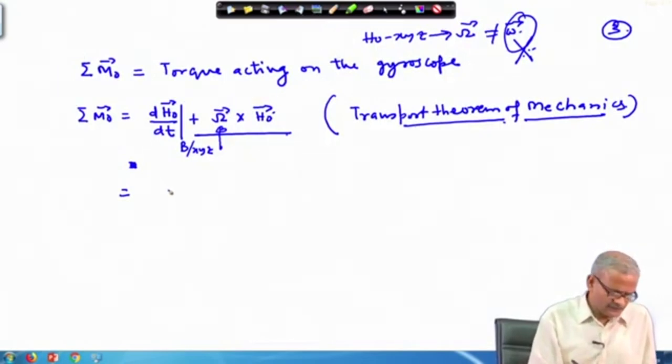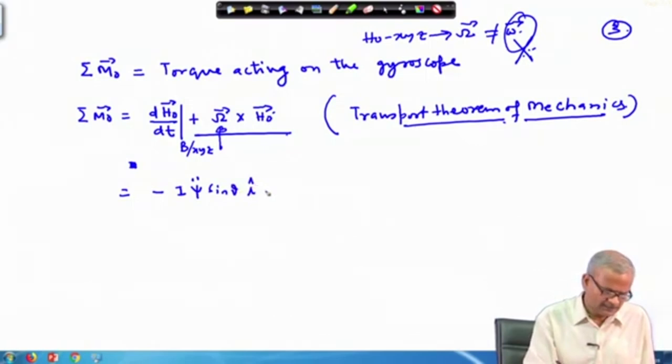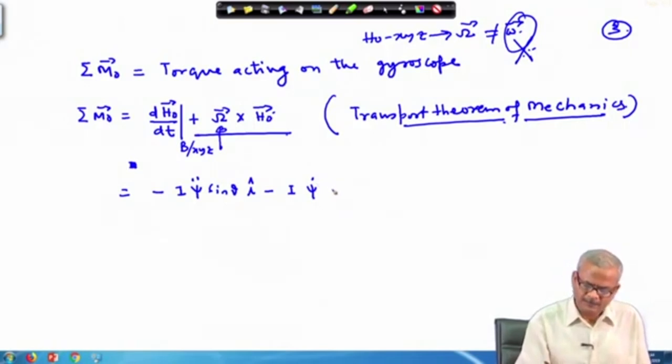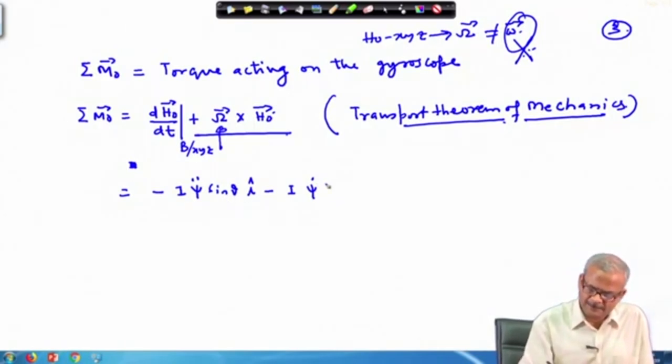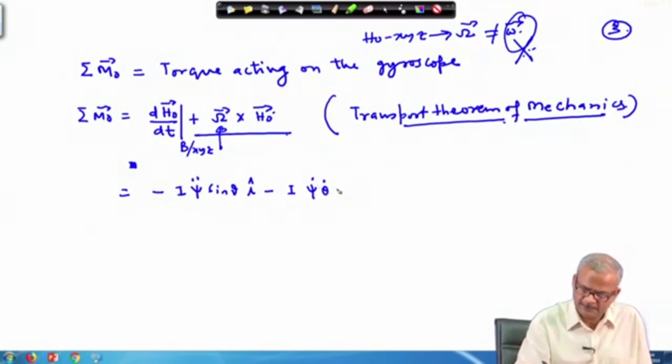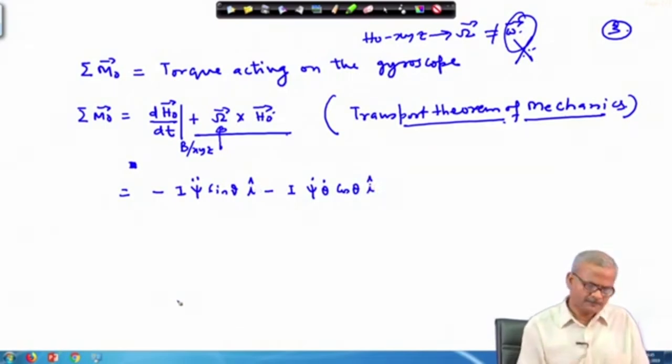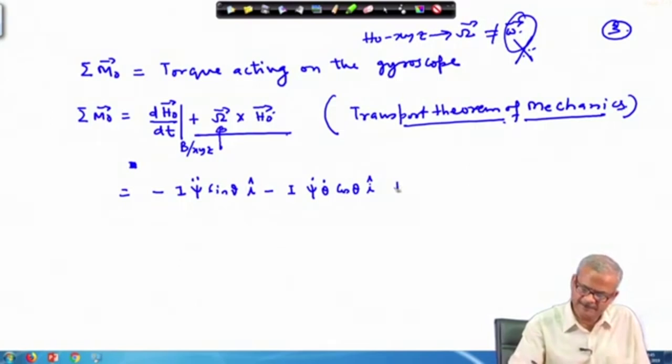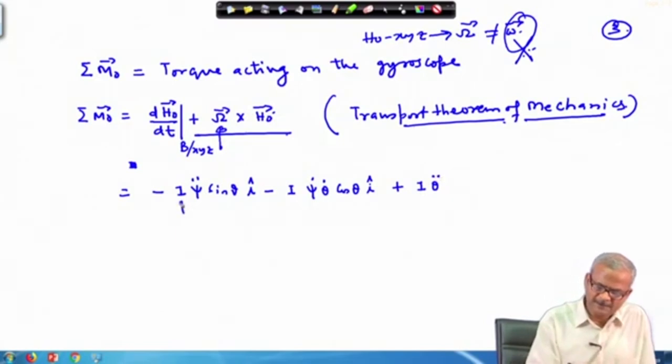Once we do that, it becomes minus I times psi double dot sin theta times I cap, minus I times psi dot, then sin theta we have to differentiate, so that becomes cos theta. So, first we put theta dot here: psi dot theta dot times cos theta times I cap. This is the first term, differentiated. The second term is I times theta dot only, so this is theta double dot. I is not getting differentiated.